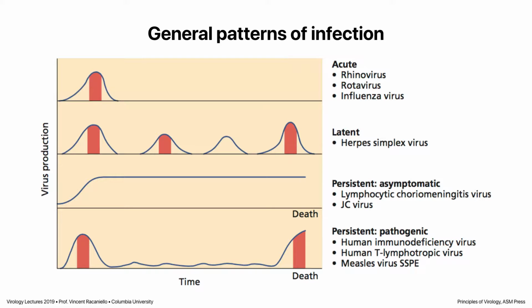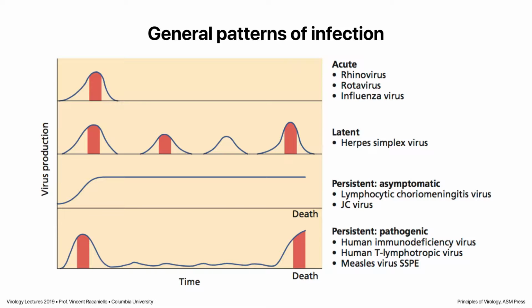And then we have some viruses where you have an initial, what looks like an acute infection, followed by a long period of clinical latency and then virus reproduction and death. And that's HIV-1, which we will talk about later. Today we're going to focus on acute infections.